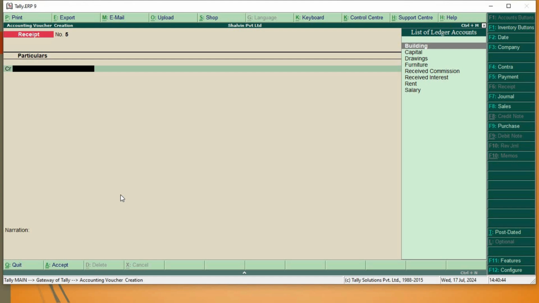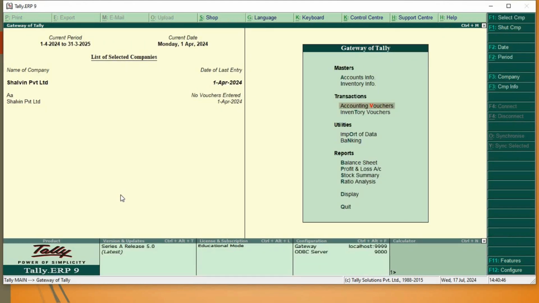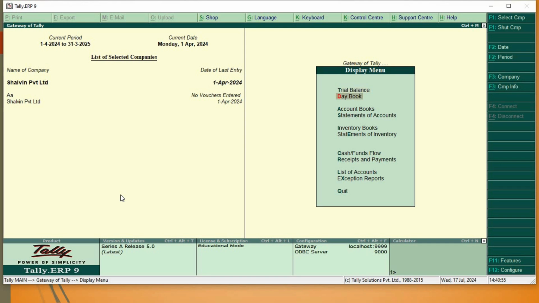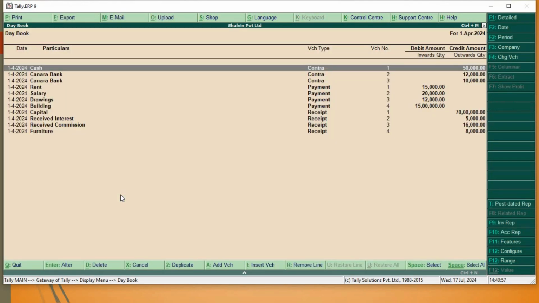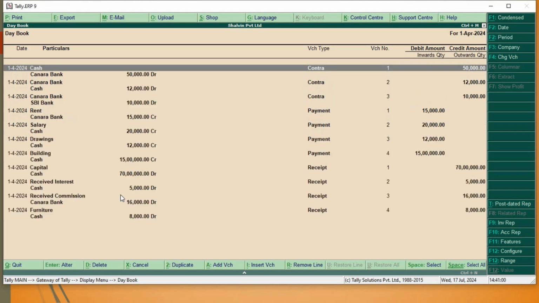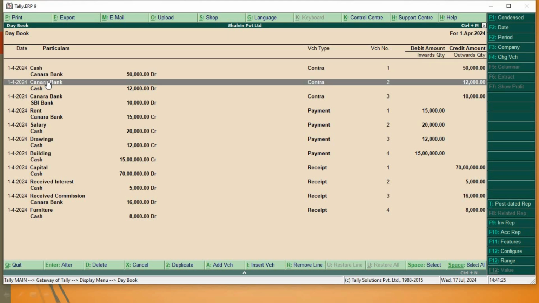So I just want to come back. I just use escape to come back. If I want to see the entries, just come down to display and daybook. Enter. I want to see this in double entry mode. Press Alt F1. You can get the double entries here. Hope you have understood. The first entry is depositing into bank because bank is on the debit side. This entry is withdraw from bank and this is from Canara Bank to SBI Bank. We are transferring, and you're paying rent by check, which is in payment voucher.